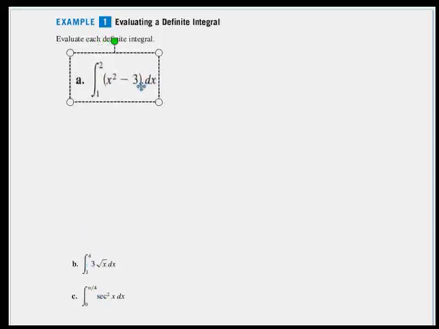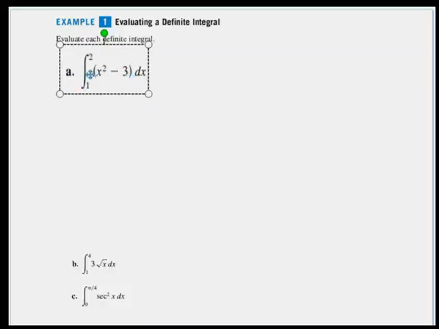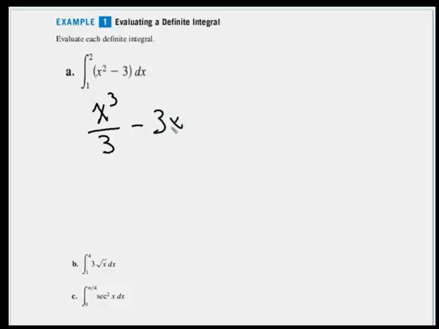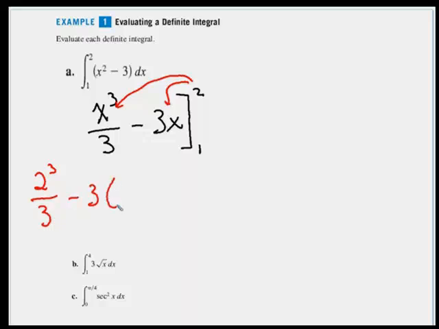Our first one is the definite integral from 1 to 2 of x squared minus 3. So the first thing we want to do is take the antiderivative of our equation. Antiderivative of x squared will be x to the third divided by the new exponent 3, minus 3x. And when the integral sign comes over, it comes over as a bracket from 1 to 2. And now we want to run those limits through. First, we're going to plug in the 2 wherever we see an x, and get 2 to the third over 3 minus 3 times 2.